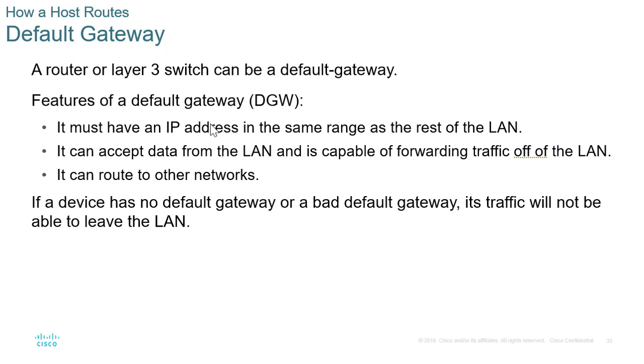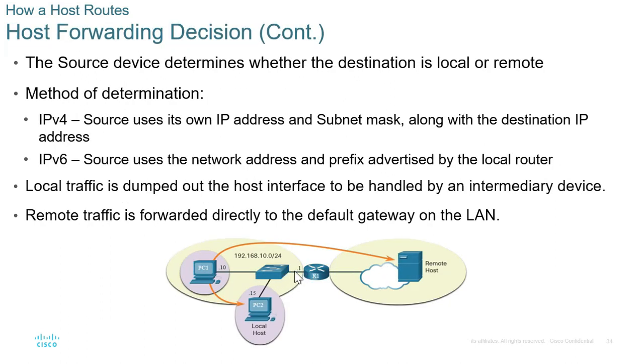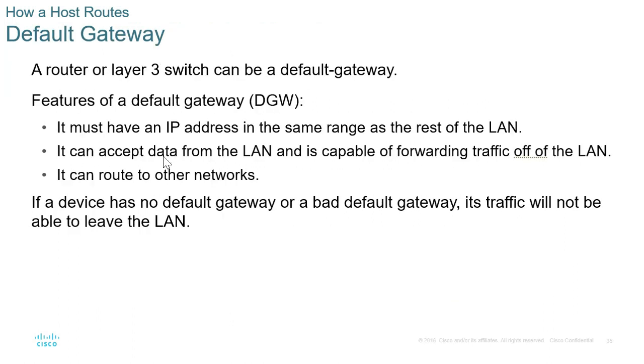Jadi untuk dia pass tu, dia kenalah be a member of that particular network. So it must have an IP address in the same range as the rest of the LAN. Okay, so like here, this interface must be in this LAN. And this interface must be in the next LAN. So it must accept the data from the LAN and is capable of forwarding traffic off of the LAN. Off of the LAN maksudnya paskan kepada network yang lain.